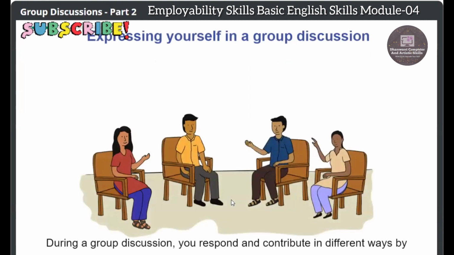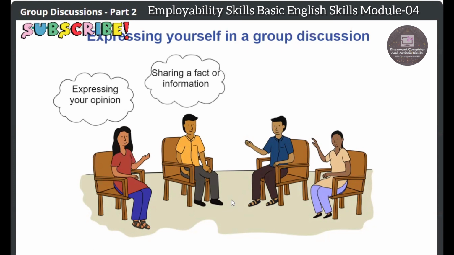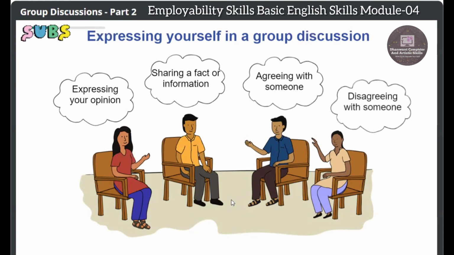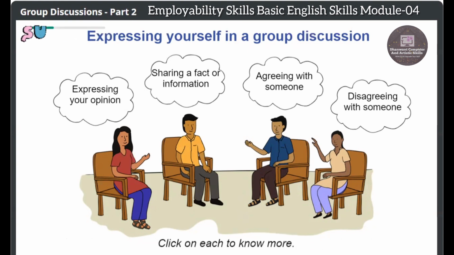During a group discussion, you respond and contribute in different ways: by expressing your opinion, sharing a fact or information, agreeing with someone, disagreeing with someone. Let's learn some phrases to express oneself in a group discussion. Click on each to know more.